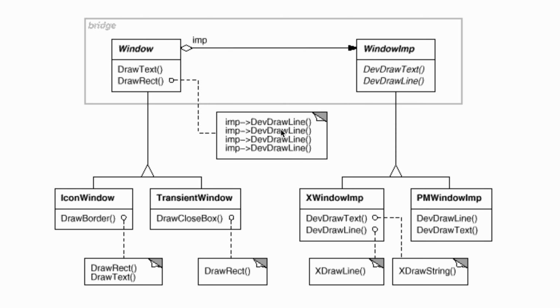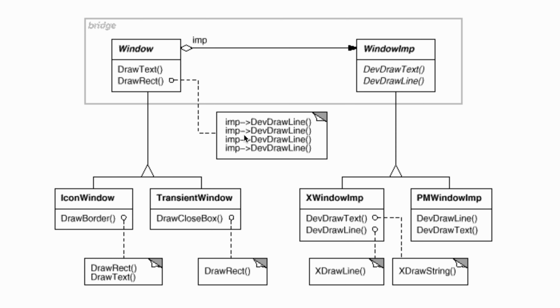So what you could do is the window can have different abstractions. Like you can have a window with icons. You can have a window that's transient, meaning a modal that will go away after you click an OK button or something like that. You can have different versions of window. They're different abstractions. But all of them are implemented using those low-level methods. And that's the bridge.